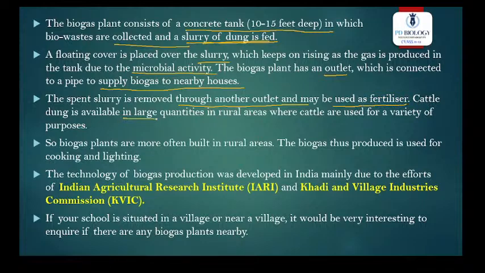Cattle dung is available in large quantities in rural areas where cattle are used for a variety of purposes. So biogas plants are more often built in rural areas. The biogas thus produced is used for cooking as well as lighting. The technology of biogas production was developed in India due to the efforts of IARI and KVIC, very important abbreviations, Indian Agricultural Research Institute and Khadi and Village Industries Commission. So very important to remember this abbreviation, IARI and KVIC.